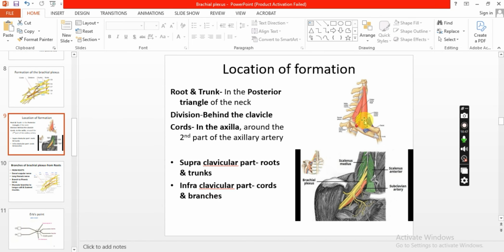So here you can see in the neck there is a muscle, scalenus anterior, and between the scalenus anterior and medius are the roots of the brachial plexus. Okay, and the divisions are located behind the clavicle. Cords are in the axilla. So the portion below the clavicle is called the infraclavicular part, that is the cords of the brachial plexus.